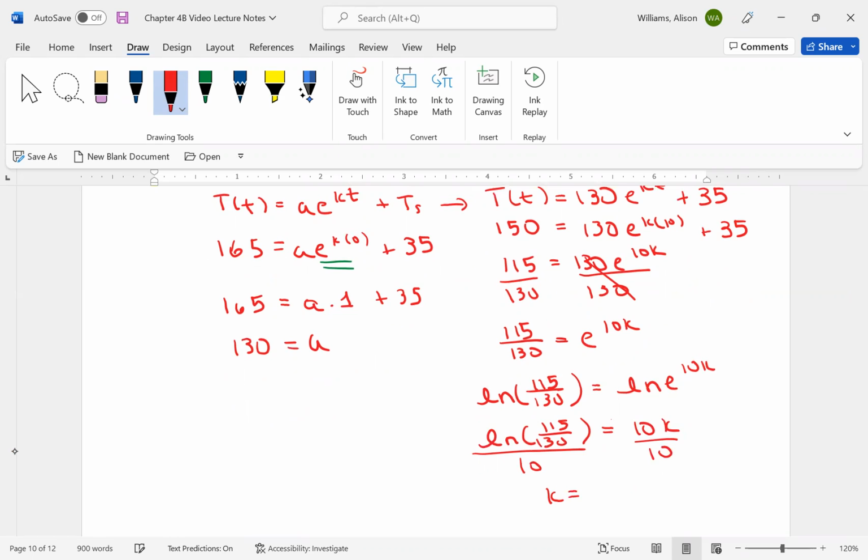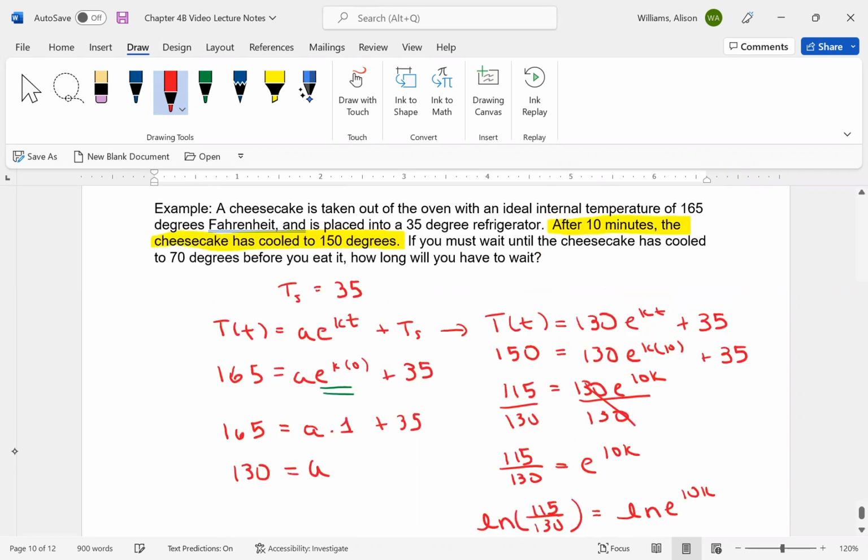All right, so let's plug that in. Natural log 115 divided by 130, and then all of that divided by 10. I am getting negative 0.0123. So exciting. There's K. So now we need to figure out how long it's going to take to get to 70 degrees.